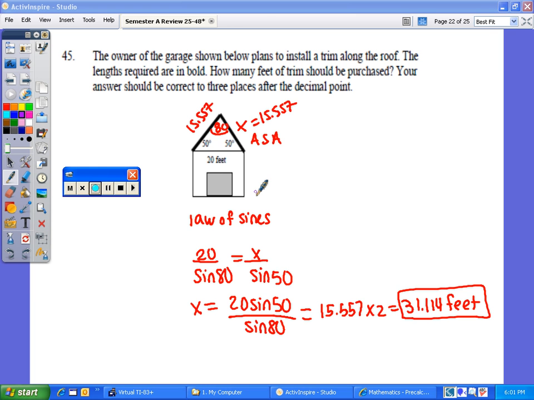45, pretty simple. Law of sines. It's not going to be a SOHCAHTOA. And so you have your law of sines because they give you ASA. So law of sines gives us only one side, which is here, but I need to know all the trim, so I need to know everything. So that's why I multiply by 2. I know that both sides are equal because both of these angles are equal. So it's 31.114 feet.